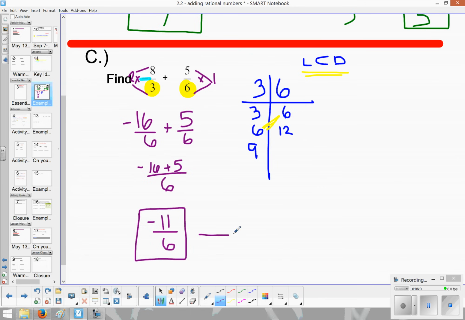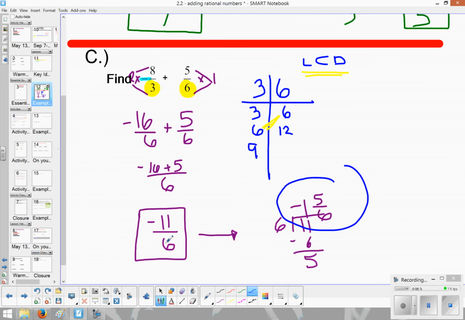Now if I ask for a mixed number, all you need to do is divide. Top goes in, bottom goes out. So 11 over 6 would be 6 times what is 11? 1, 6 here, and then we have a remainder of 5. So my answer would be negative 1 and 5 sixths. So this would be my answer. This answer is the same as negative 11 over 6. So these two are the same answer. It's just one is an improper fraction and one is a mixed number.